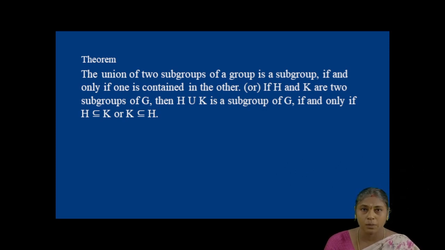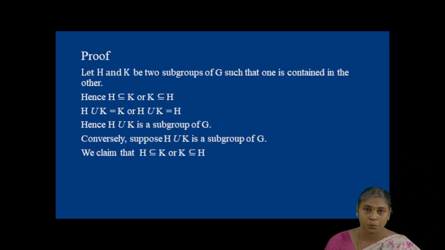We have to prove that H union K is also a subgroup if and only if H is a subset of K or K is a subset of H. Since this theorem is an if and only if statement, we have to assume one part of the theorem and prove the other part, and then conversely, we have to assume the other part and prove the first part. Now let us prove it.